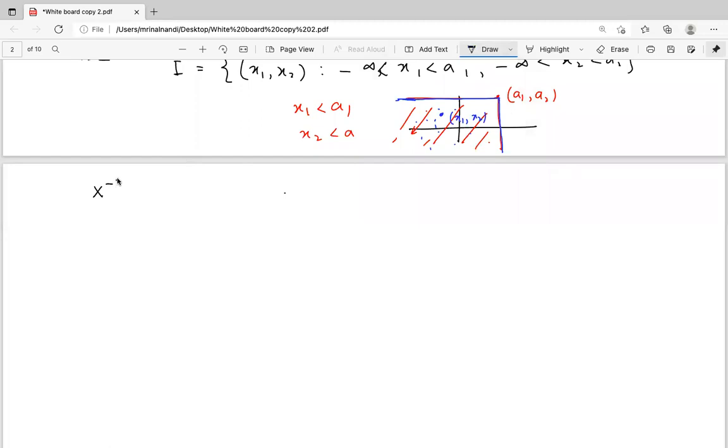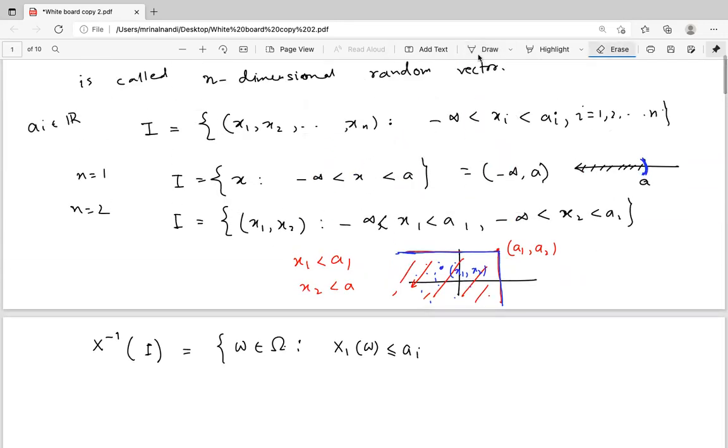Now we know the inverse image for, say, one dimension. Here it is the inverse image of that I: all such omega in Omega such that X1(omega), as we know for one dimension, is X(omega) less than or equal to a. Here it is less than or equal to a_i. If it is a closed interval, then we have to take this as a closed interval.